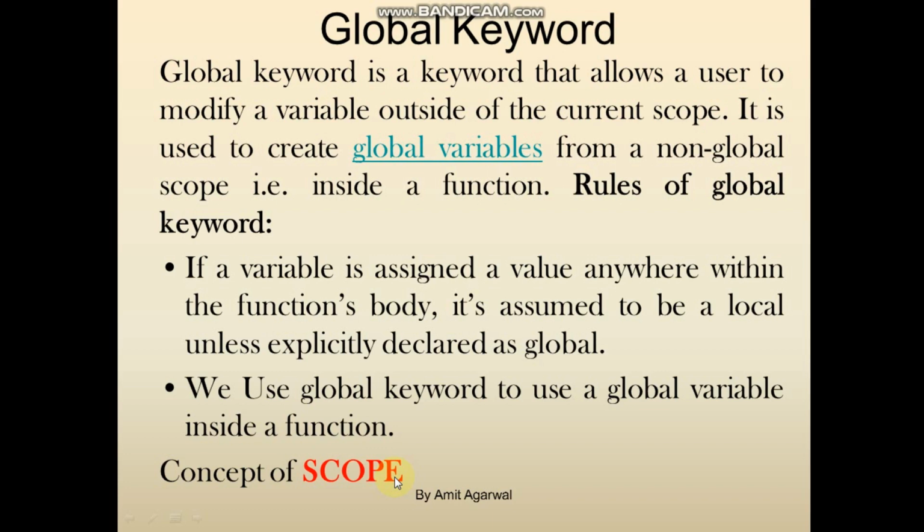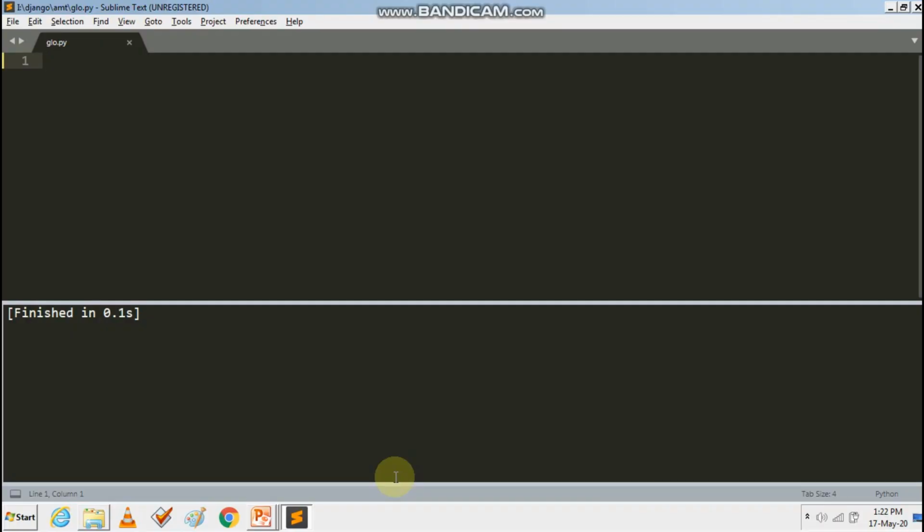Now guys, we will discuss what exactly is the use of global variables and how it is implemented on our system. So without wasting much time, let's move to our IDLE. Let's say we have a simple variable called a, and let's say we print that variable. We all know what the output is going to be. It is 10, simple. We all know what a variable is.